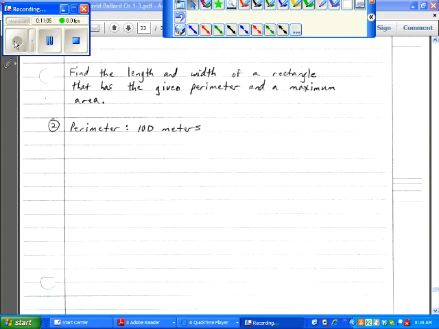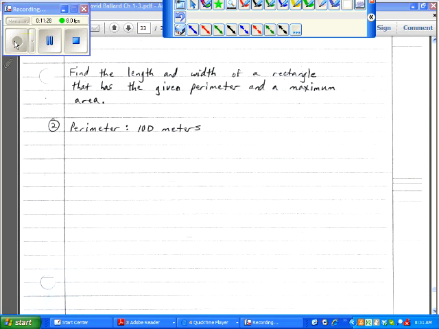Okay, let's look at number 2. It says find the length and width of a rectangle that has the given perimeter and a maximum area. Now, you may have studied enough to know that that's probably going to be a square, right? If we're going to maximize area of a rectangle, it's probably going to turn into a square. But let's watch what happens as we try to solve this. It says the perimeter is 100 meters.